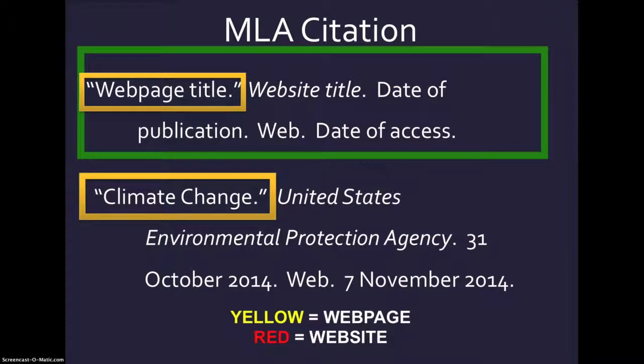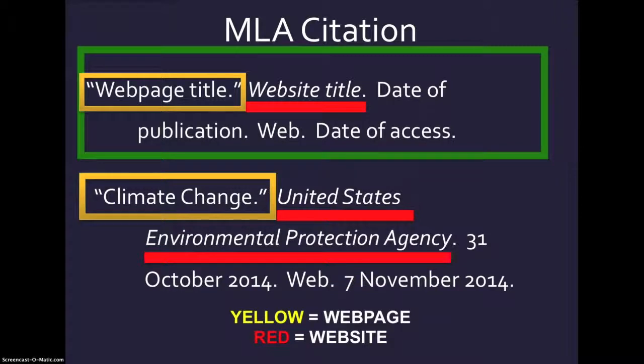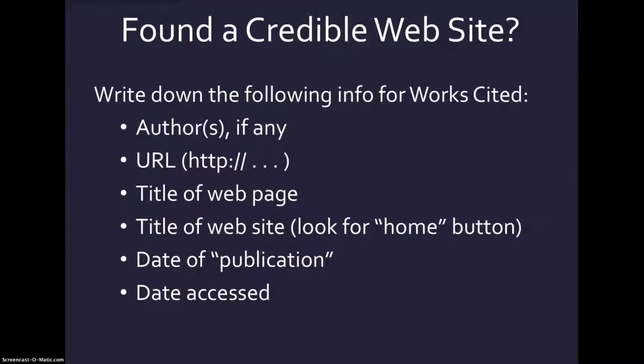In yellow, we see the web page title. In red, we see the website title. And then, of course, the other information would be date of publication, web, and date of access. So when you find a credible website, you need to write down this information if it exists. Authors, if they exist, or if they are identified. The URL, even if you're not planning on putting it into the citation. That's so that you can find it later. The title of the web page, the title of the website, the date of publication, and the date that you access the website.